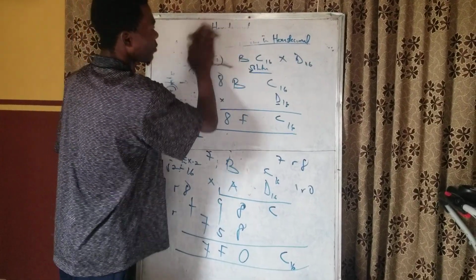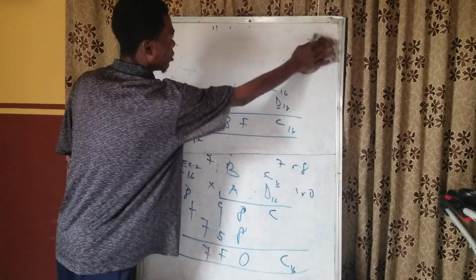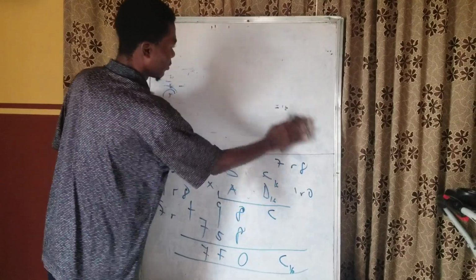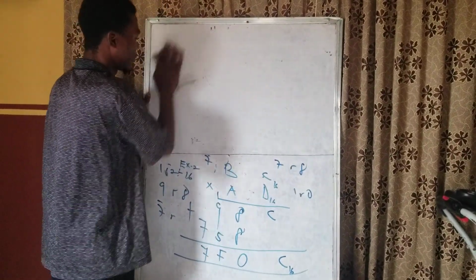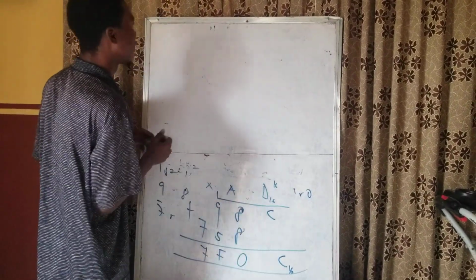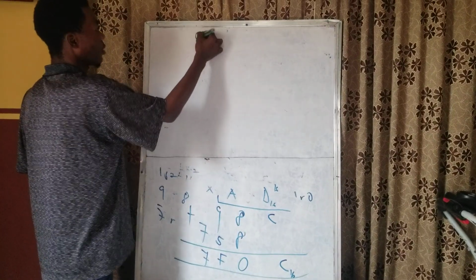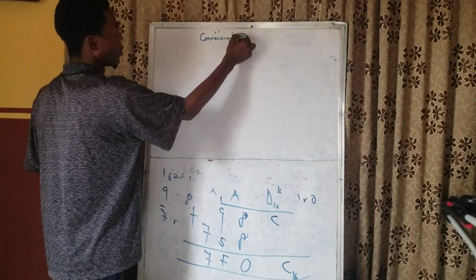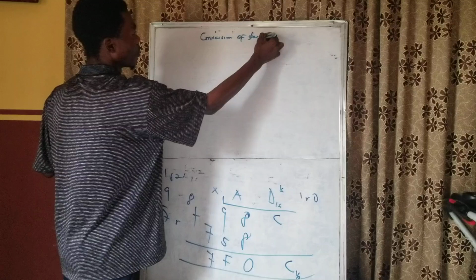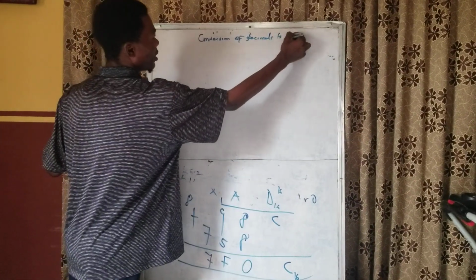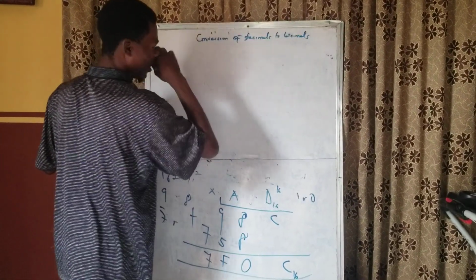One more thing we're going to treat right now is the conversion of decimals to bicimals. So what does it mean by that?